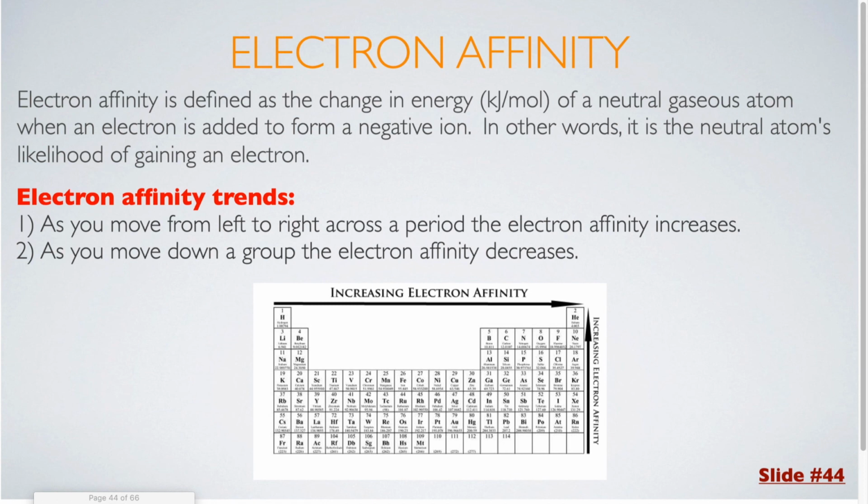The trend is essentially the same as what we saw for electronegativity. As you go from left to right, the electron affinity is going to increase. And as you go down a group, it's going to decrease. So the highest electron affinity and the highest electronegativity is going to be towards the top right-hand corner.